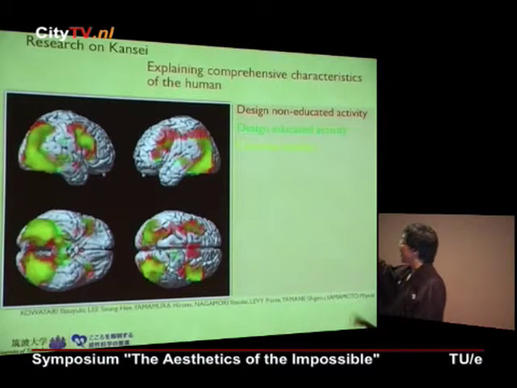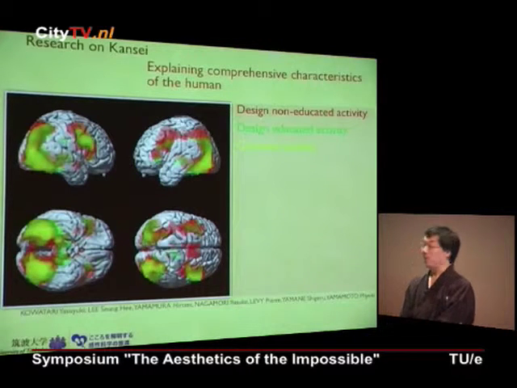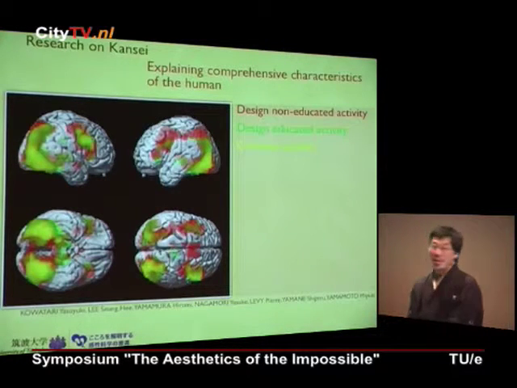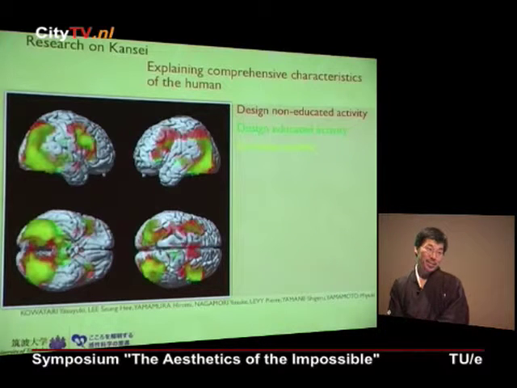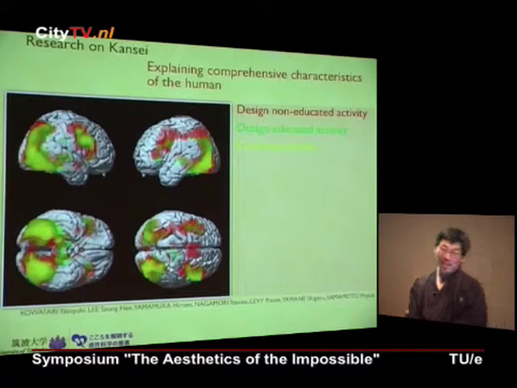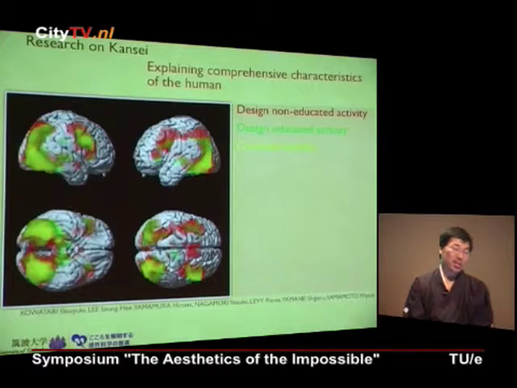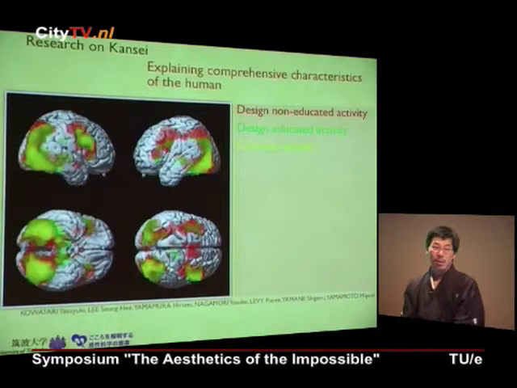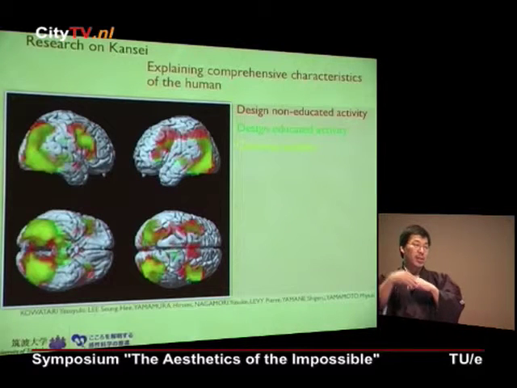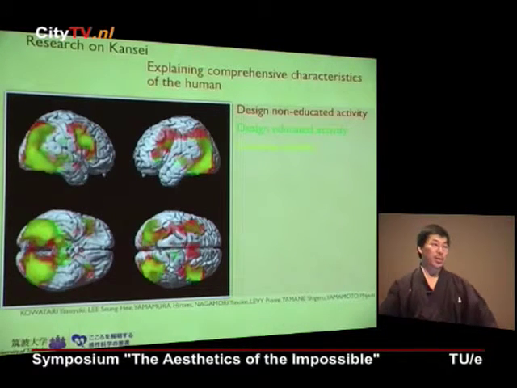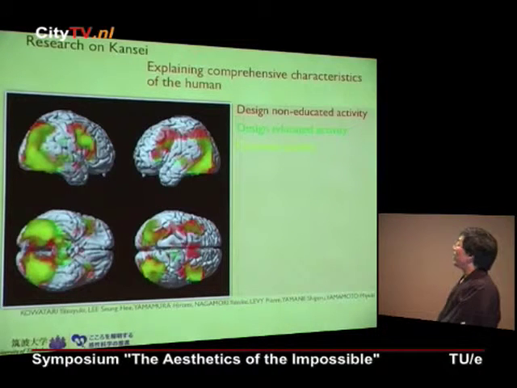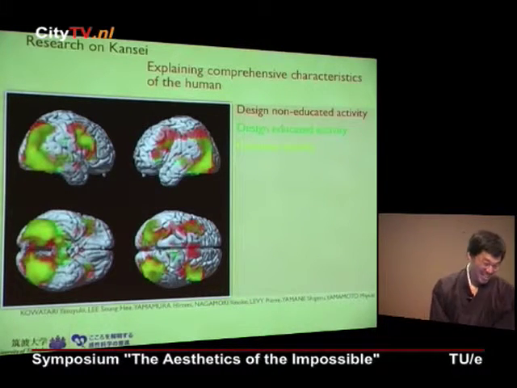Now looking at the left under picture, this is the picture looking from the bottom. There is some more green part. That is a typical function of design-educated people. These areas are the so-called hippocampus. The hippocampus is a connection between the short-term memory and the long-term memory. While thinking about designing, design-trained people suddenly use the short-term memory and long-term memory, referring to their own experience. That is the result of the education or the experience.